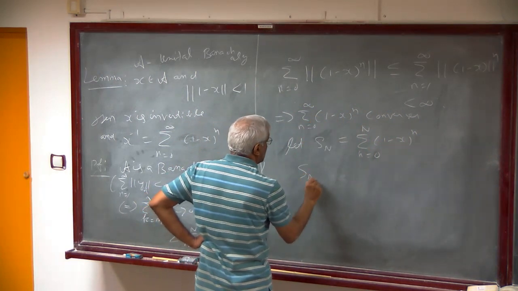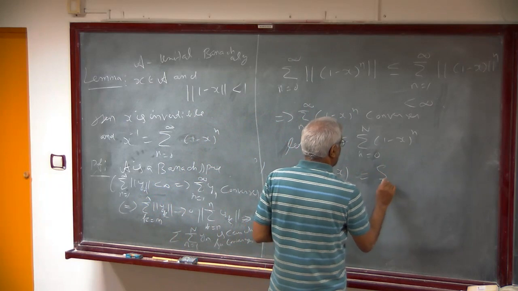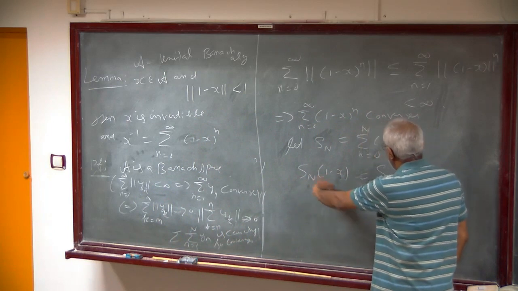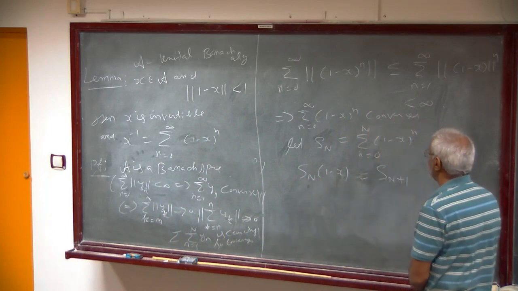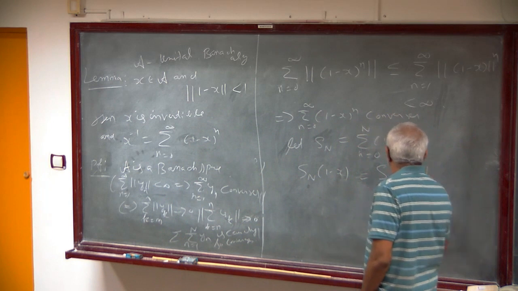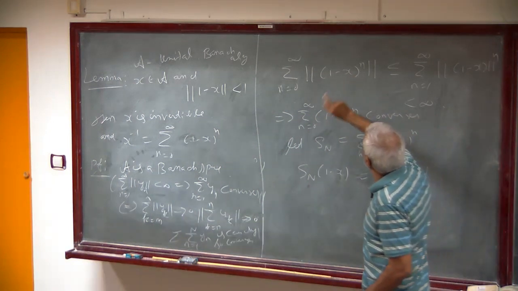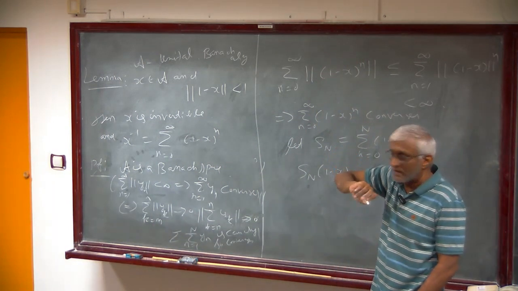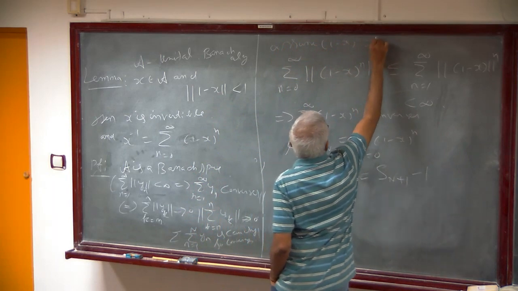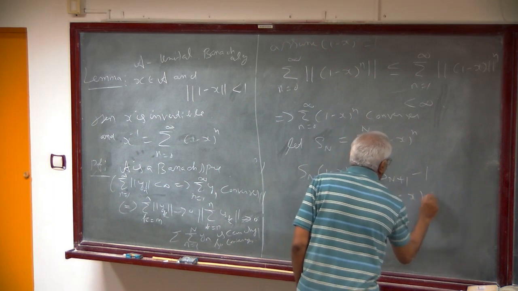Then Sn times (1 minus x), when you multiply by 1 minus x, is equal to Sn plus 1. I mean, the same sequence will start with 1 minus x. Here we have to assume that (1 minus x) to the power 0 is 1, the identity. Standard: (1 minus x) to the power 0 for any operator is 1. So this is equal to this, which is also the same as (1 minus x) times Sn.